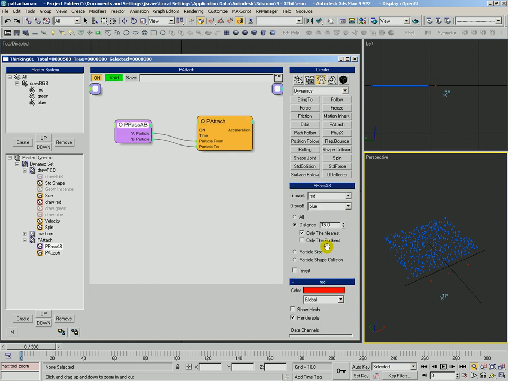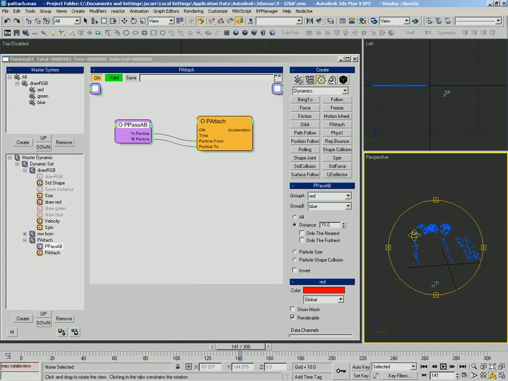We can easily solve that again by setting this to only the nearest. And if you want to experiment, of course, you could also turn on only the furthest. It kind of creates some funky results, but okay, so this is particle attach, and we'll go ahead and move on.